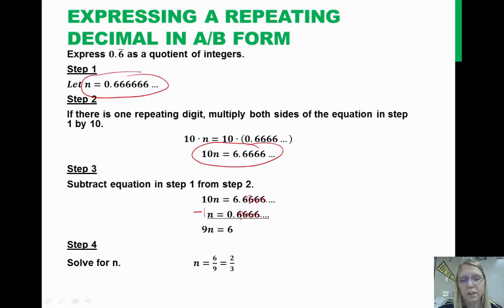And finally, on the last part, we're going to divide both sides by 9. So here we have 6/9, and if we reduce that, we have 2/3. So 2/3 is the same as saying 0.6 repeating.